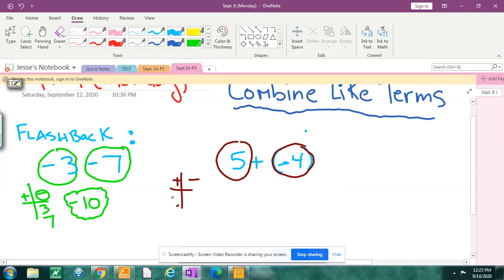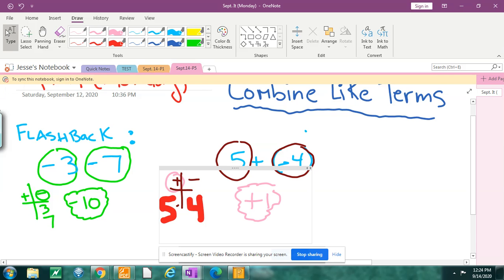Sorry, something's happening with this little pad. Hold on. I don't want that. I want the 5 and then -4. And see how it's even thicker? So then my answer is going to be positive because there's more positive. And then I subtract, right? So it's 1. Okay. So my answer is +1. Cool? So far, so good?